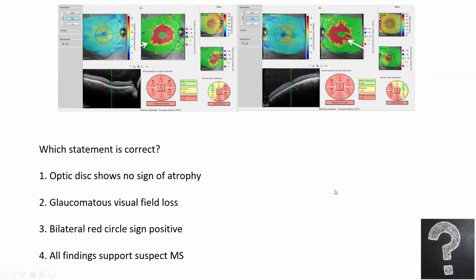So my question for you would be these four. Which statement is correct? Optic disc shows no sign of atrophy. Glaucomatous visual field loss typically. Bilateral red circle sign is positive. And all findings support a suspect multiple sclerosis. So you should think of multiple sclerosis. So which of these four options is the most correct one? Please go to the ballot. I'm curious what you would say after these 20 minutes of the first lecture time.